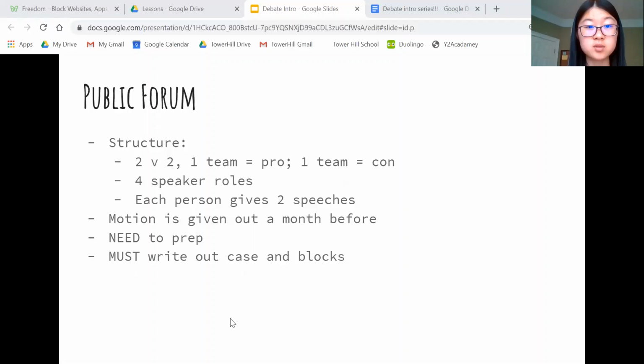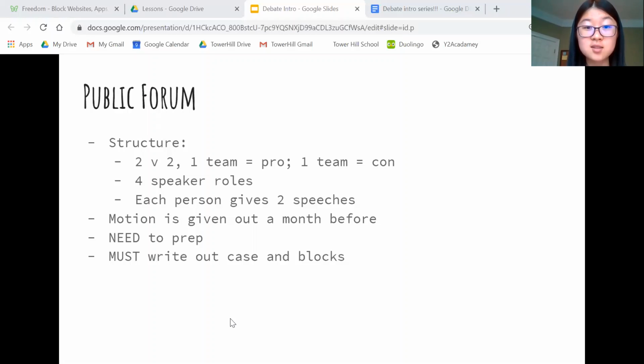There are 4 speaker roles, so each speaker gets to give 2 speeches. And the motion is generally given about a month before the competition. And in order to not embarrass yourself and die horribly at the hands of a very good opponent, you need to write a case and blocks.